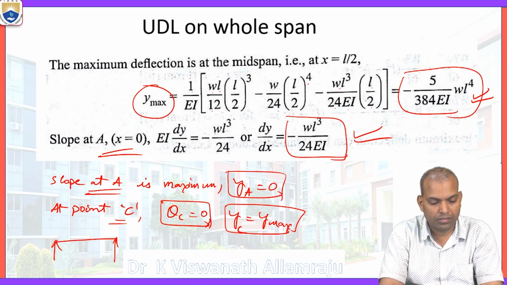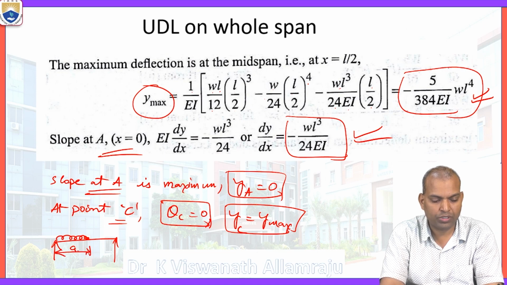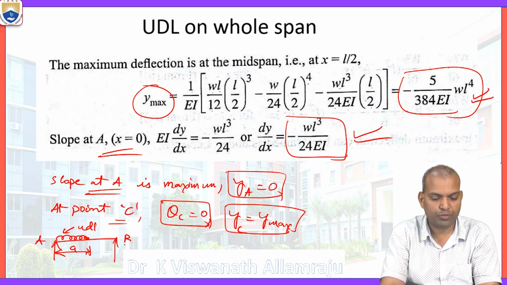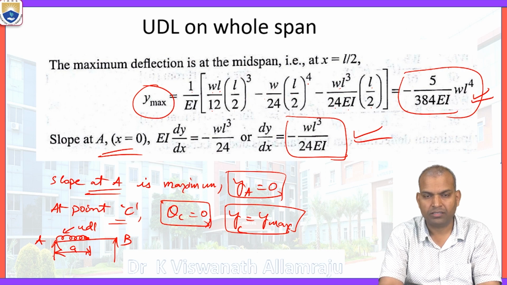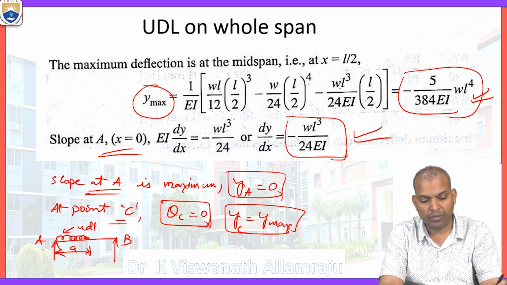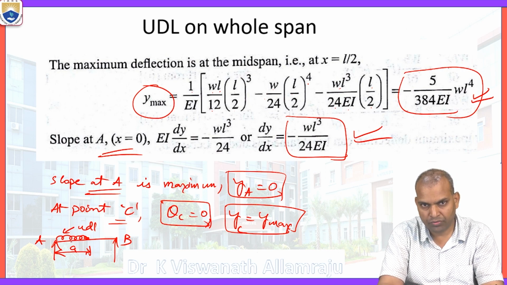if the partially applied load, at a distance A from the left support, UDL is acting, with support A and support B. What is the slope and deflection? Yes, it is entirely different. It changes again. We have to go for the methodology.